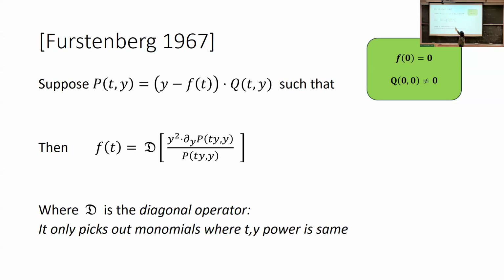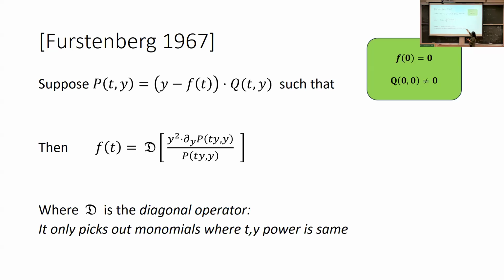So what is F of T? You take your polynomial P, which is a polynomial in two variables, T and Y. You replace T by T times Y. You take the Y derivative. You multiply it by Y square. You divide by P of Ty comma Y, and you apply the diagonal operator. Seems strange, seems mysterious, but let's accept it for now.